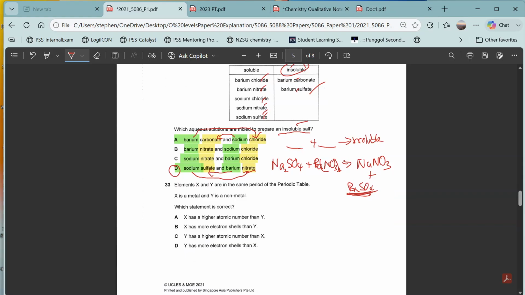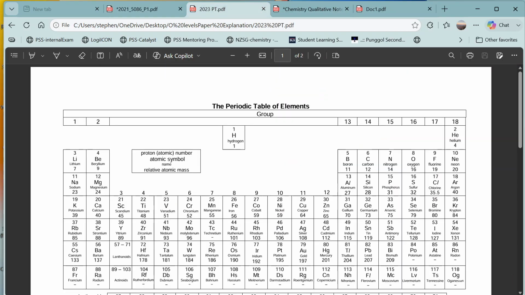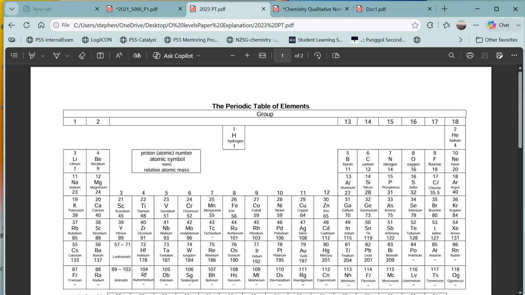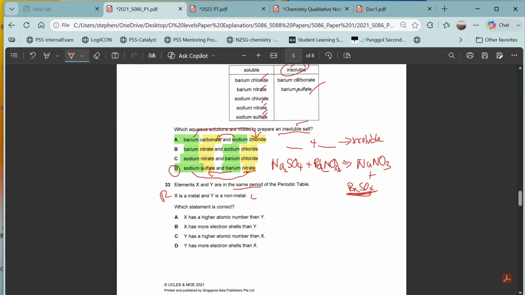Elements X and Y are in the same period. Same period means the same row. X is a metal, Y is a non-metal. So X must be on the left hand side. Which statement is correct? So then we have, yes, I have a periodic table. Same period. They never tell which period. Maybe it has to be 2 or 3, because this is in the syllabus. Other than that, either this or this. For period 1, there are only 2 elements, so there's nothing much to ask about.